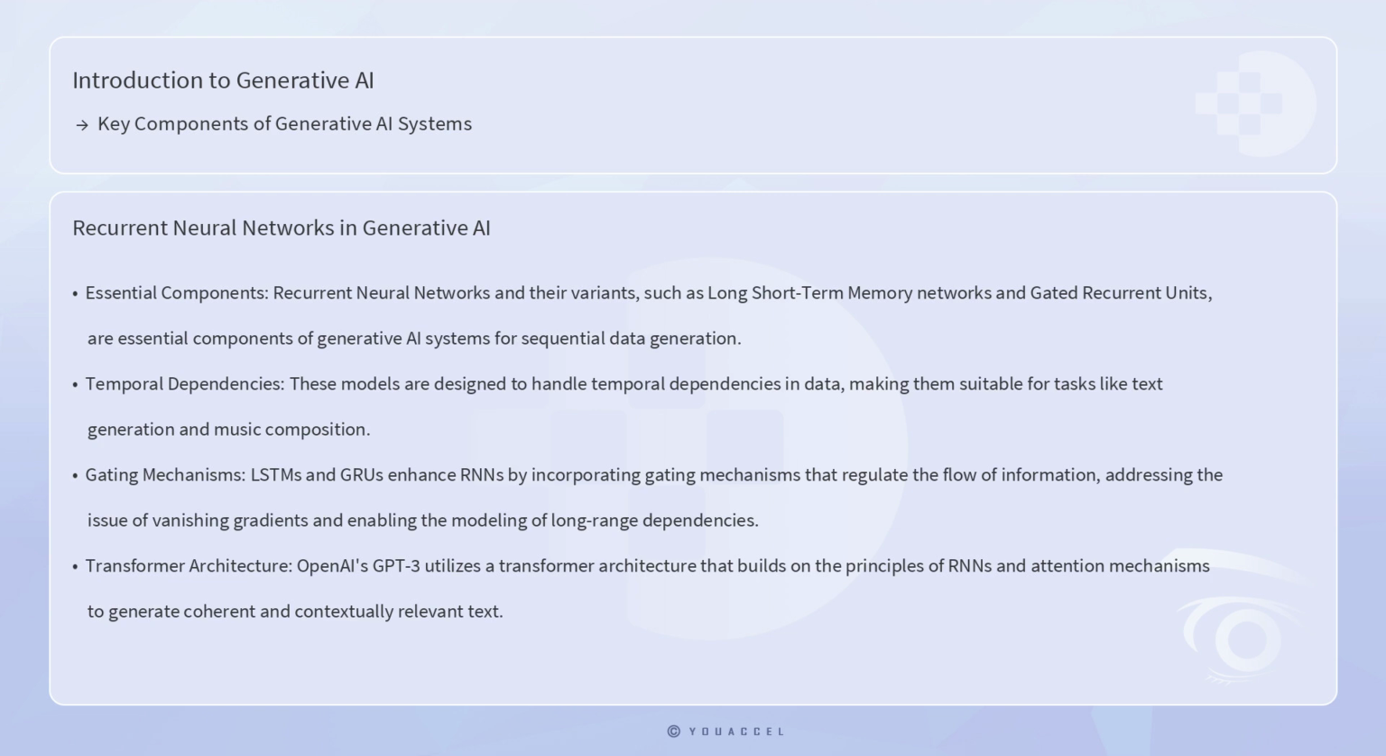Recurrent neural networks and their variants, such as long short-term memory networks and gated recurrent units, are essential components of generative AI systems for sequential data generation. These models are designed to handle temporal dependencies in data, making them suitable for tasks like text generation and music composition. RNNs process input sequences one element at a time, maintaining a hidden state that captures information about previous elements. LSTMs and GRUs enhance RNNs by incorporating gating mechanisms that regulate the flow of information, addressing the issue of vanishing gradients and enabling the modeling of long-range dependencies. For example, OpenAI's GPT-3, a state-of-the-art language model, utilizes a transformer architecture that builds on the principles of RNNs and attention mechanisms to generate coherent and contextually relevant text.